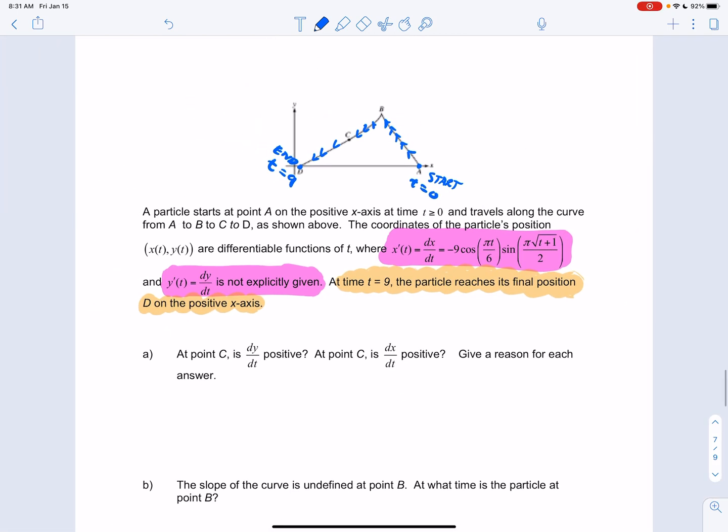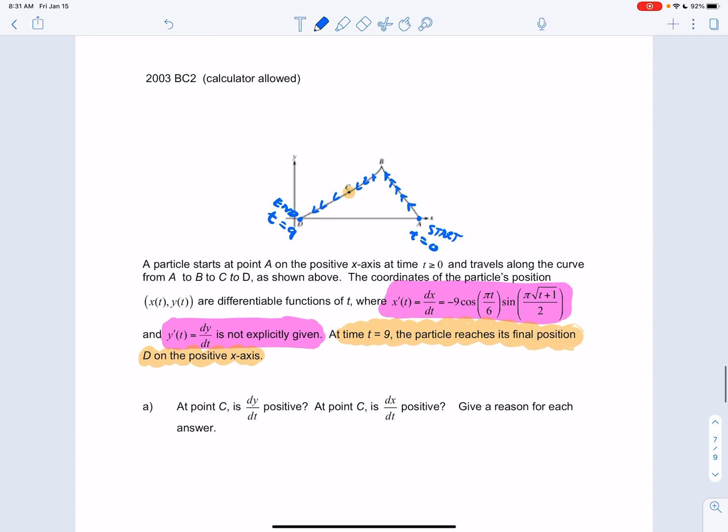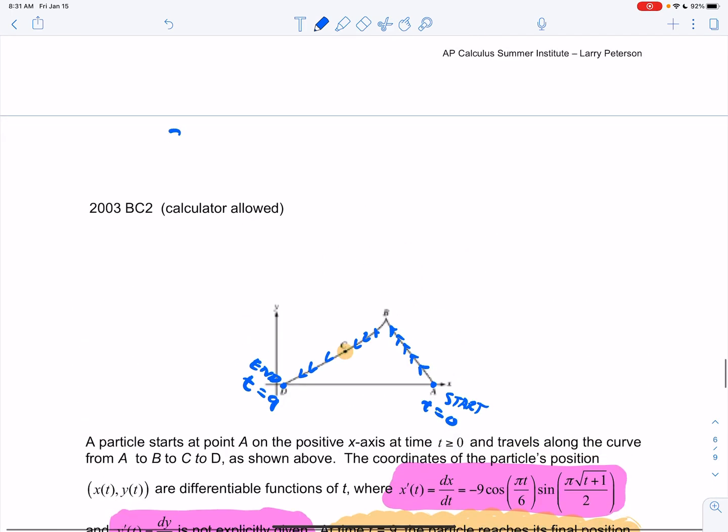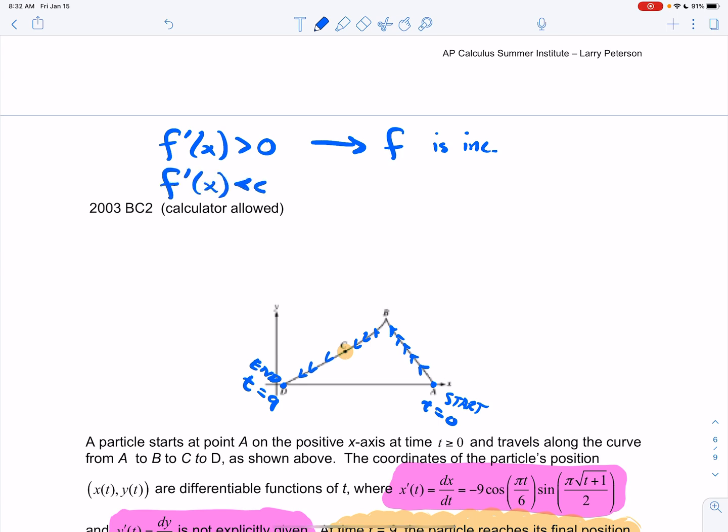At point C, is dy dt positive? Okay, so a little bit of a refresher. When a derivative is positive, what are the implications? For instance, if f prime is positive, what were the implications? Press play whenever you're ready. When the derivative was positive, the function was increasing. Similarly, when the derivative was negative, the function was decreasing.